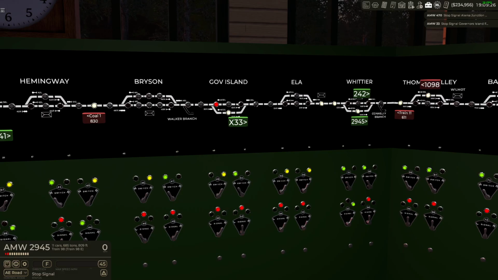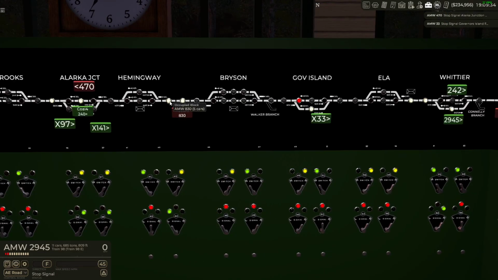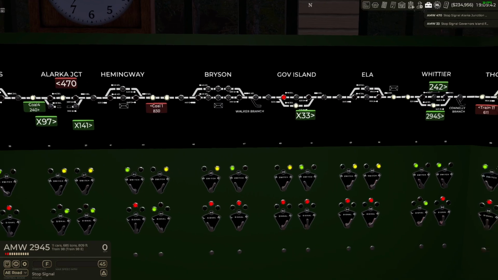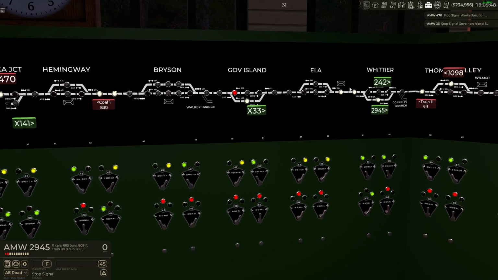So I'll pose a question to you, Dave. Suppose you don't have a layout in your basement. Suppose you have a 4x8 sheet of plywood. How could someone like that implement CTC dispatching practices in such a confined space? Ooh. It's a good question.